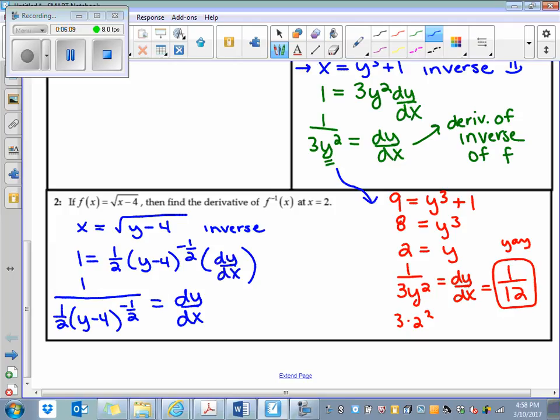The derivative of the inverse of that square root function. Now, of course, we're not going to plug in x equals 2 because this is in terms of y. We also have to make sure we remember, and I always write this down because this is where I got so confused the first year I taught this.